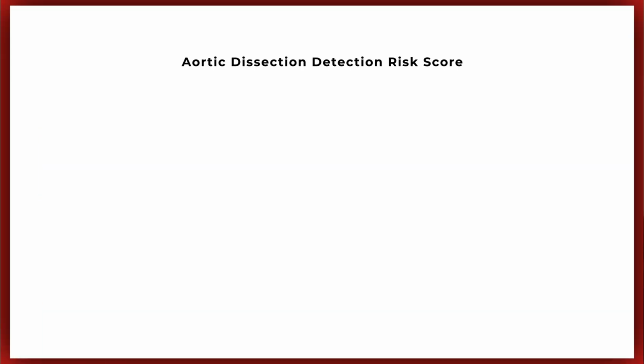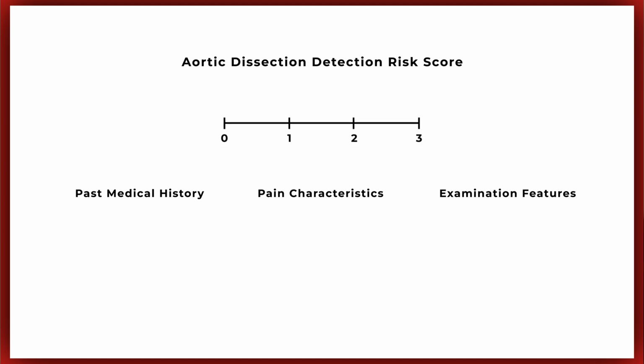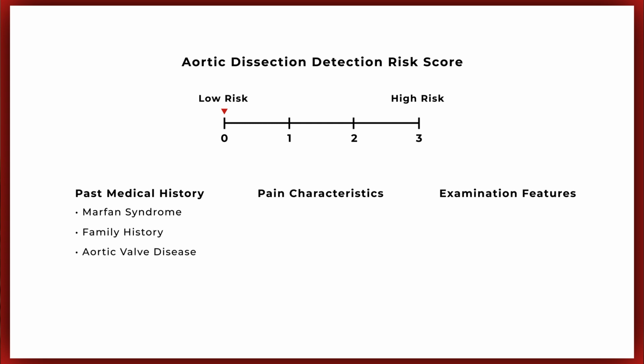The Aortic Dissection Detection Risk Score uses the patient's past medical history, the characteristics of their pain, and features of their physical examination to give them a score between 0 and 3, where 0 is the lowest risk and 3 is the highest risk. So first, the patient is asked about their past medical history. Do they have Marfan syndrome, a family history of aortic syndrome, aortic valve disease, any recent surgery or manipulation of their aorta, or do they have a thoracic aortic aneurysm, all of which would put them at higher risk of developing aortic syndrome. If they have any of these, they are given 1 point on their score.